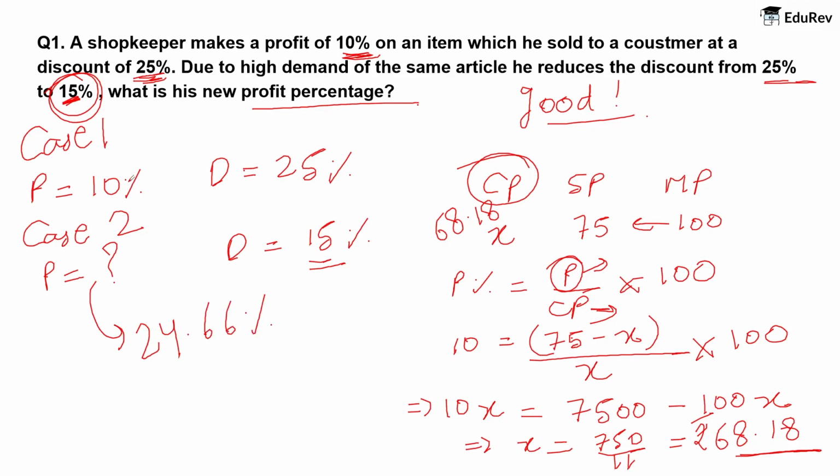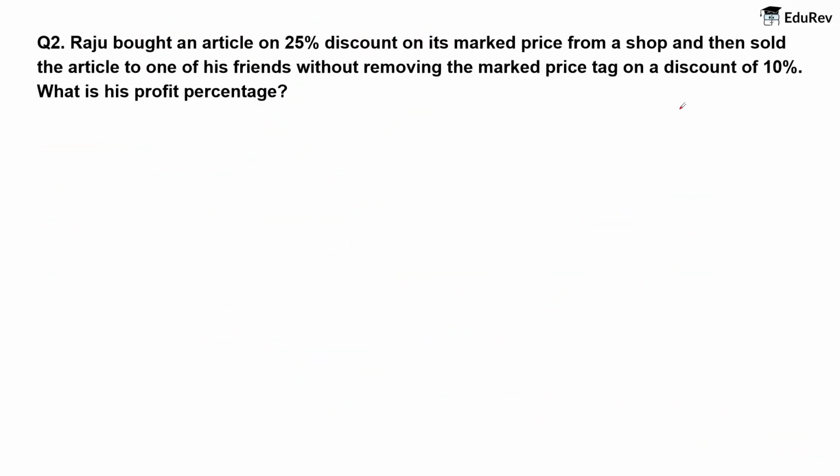So this new profit percentage over here is 24.66%. So you can see earlier it was 10%, and when he reduced the discount, the profit rose to 24.66%. That is 14.66% of rise in the profit percentage. So this was a good question to start with, because I hope this must have brushed up your skills, and this is, you know, intensively using the formula and the concept. So this question was a good one to begin with. Okay, let's move to the next question.